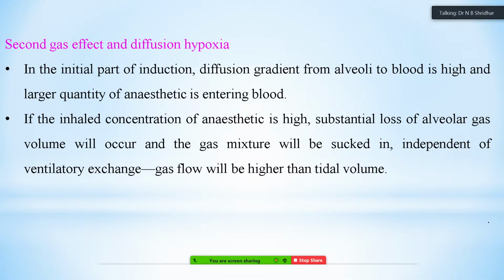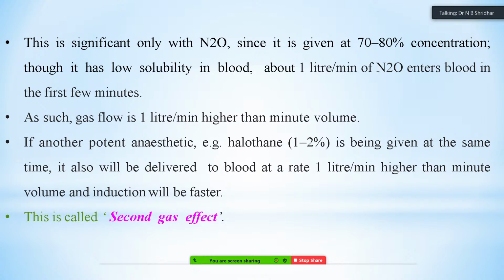As the concentration of the anesthetic is high and there is induction of the anesthesia, absorption of the anesthetic agents may also be high. This is significant only with nitrous oxide, since it is given in 70 to 80% concentration, though it has very low solubility in the blood. One liter per minute of the nitrous oxide enters the blood in the first few minutes. As such, the gas flow is 1 liter per minute, and it is higher than the minute volume.